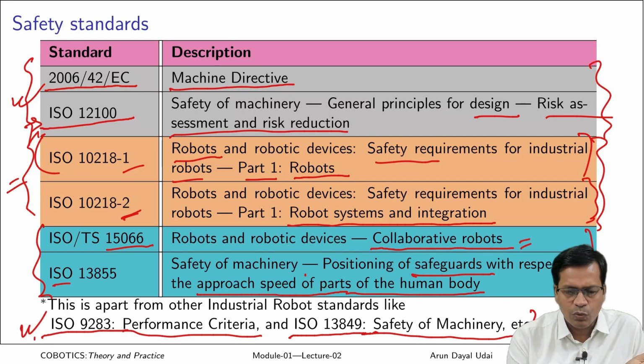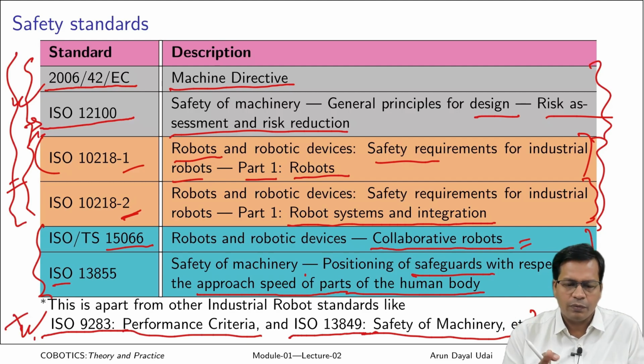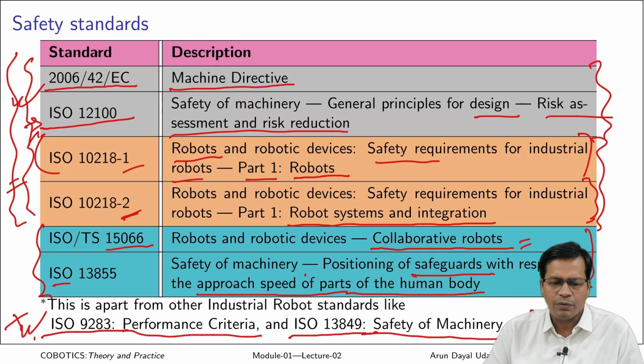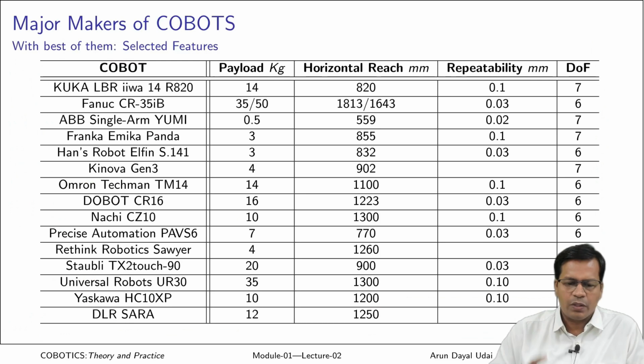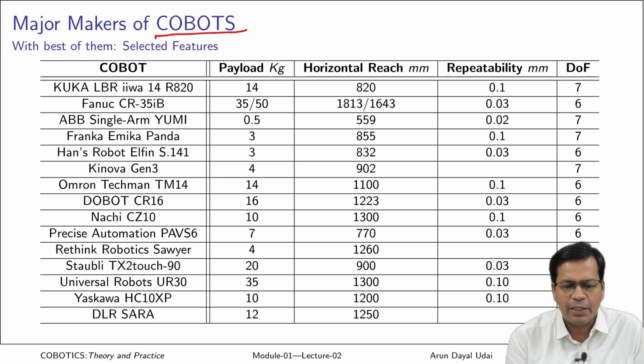So, a robot has to go through all of these plus this, and a cobot has to go through all of these. These are not just the only ones; there are many other machine standards which are followed by the robots, basically by the integrators and the manufacturers. Okay. So, what are the major makers of these cobots? Who are the makers, basically?